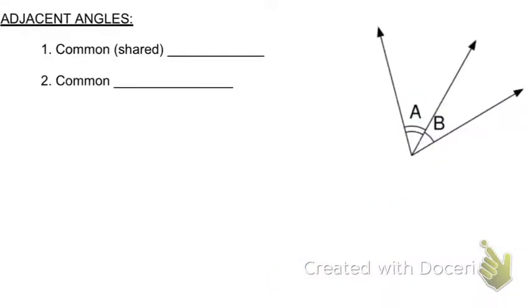All right, let's talk about adjacent angles. Anyone know what adjacent means? Touching. They're next to each other. Adjacent means they're next to each other. They're touching, okay? They're touching or they're next to each other, okay?